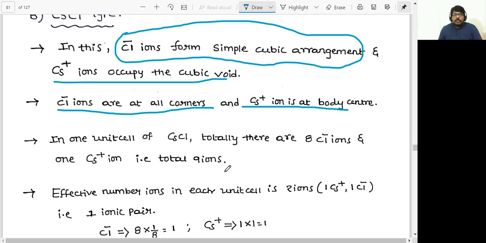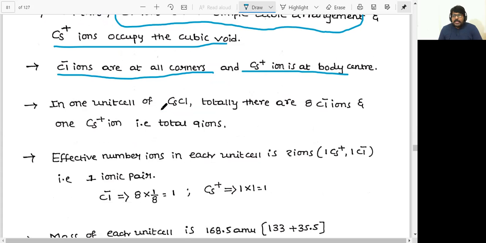Now you see, if you take one unit cell of cesium chloride, totally there will be 9 ions. This is not the effective number of ions. Total number of ions is 9. How? Because 8 chloride ions are present at 8 corners and 1 cesium ion. So 8 plus 1, that is 9. Total number of ions is 9.